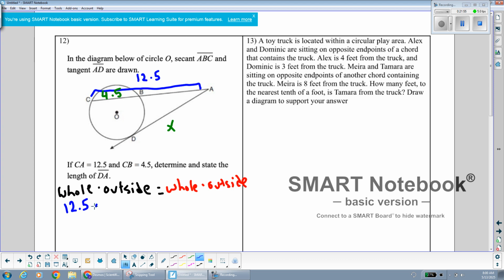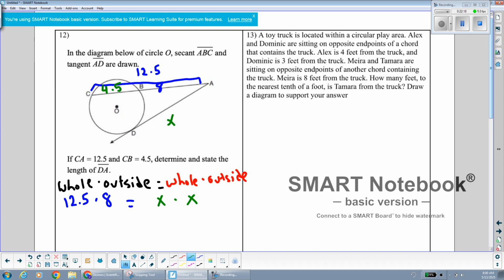The whole of the secant is 12.5. The outside part is 12.5 minus 4.5, which is 8. That's the part that's outside the circle. For the tangent, the whole is x, we're looking for it, and the whole tangent is completely outside the circle. So the outside part is also x, and that always happens when you have a tangent. So 12.5 times 8 is 100. So 100 equals x squared, so x is equal to 10. So the length of DA, which is represented as x, is simply just 10.